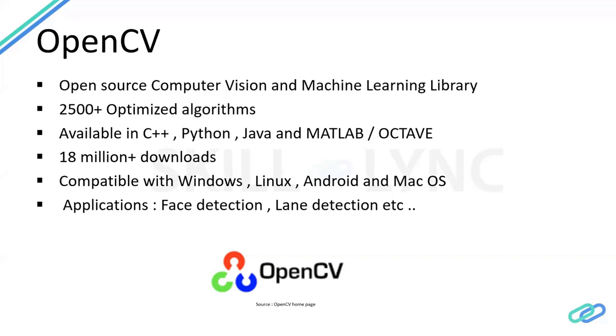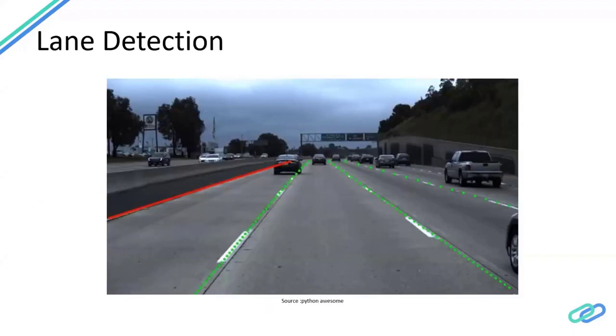So it's pretty much available on most operating systems. Some of the applications could be face detection and lane detection. It has a lot more applications than what we can even think about. So OpenCV is extensively used in computer vision.